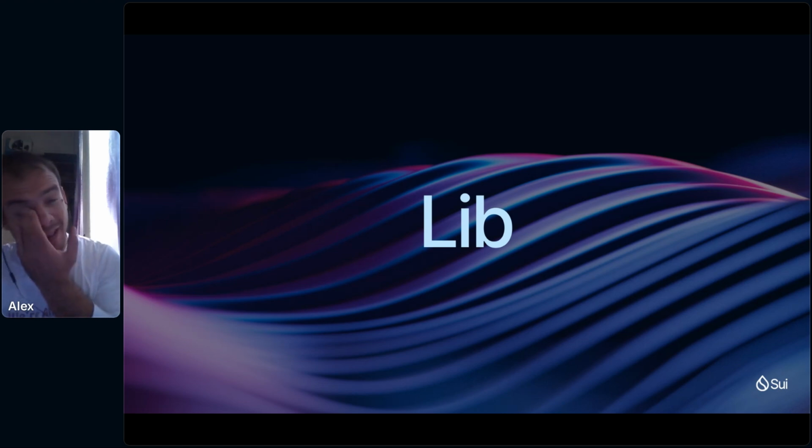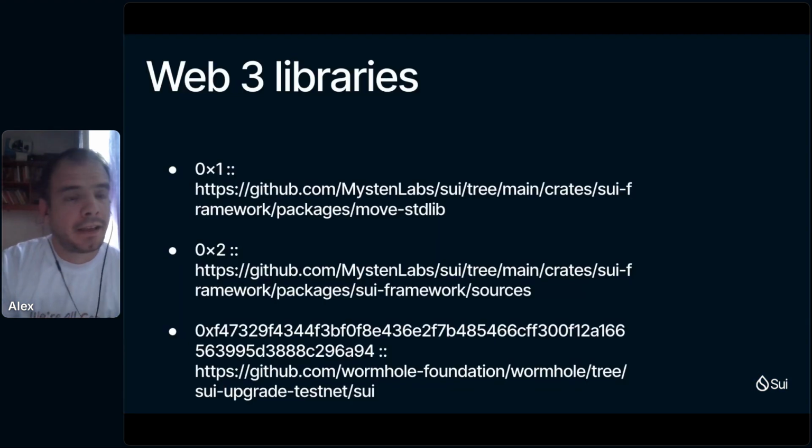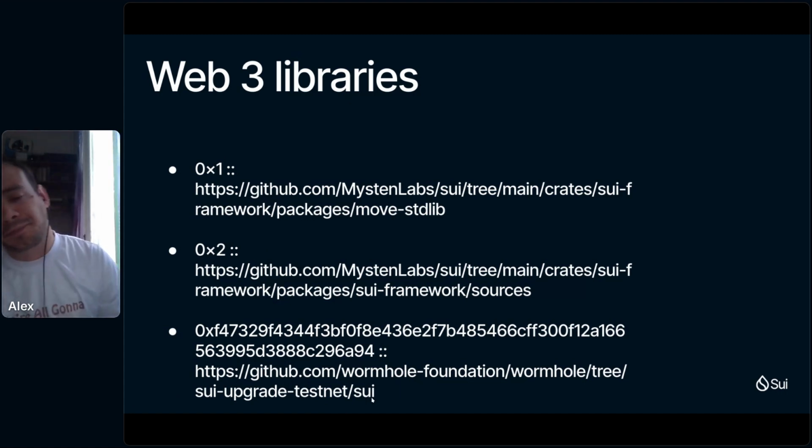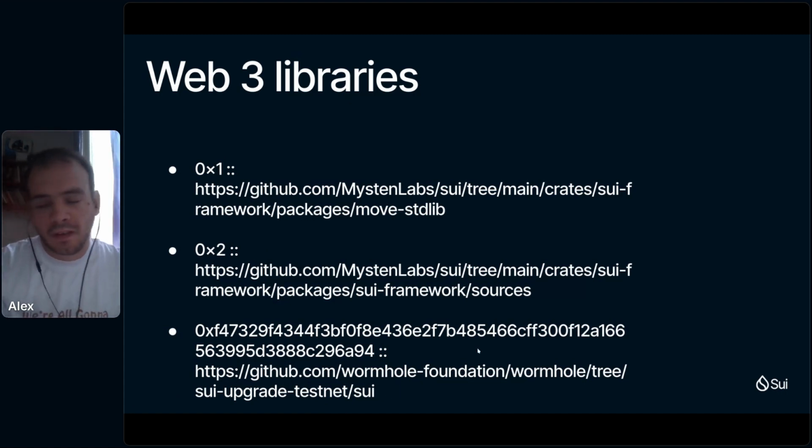So the libraries that I'm going to be using. On the Move side, I will use 0x1, which is the standard Move library. On Sui, 0x2 is the Sui library, which holds all the Sui stuff. And then I will be using the Wormhole address on testnet. This is the whole address of it. You don't have to copy it. You can find it at the GitHub from the Wormhole Foundation, the Wormhole on Sui, in the Sui folder.